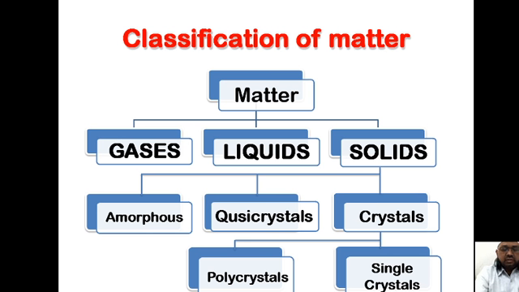When we classify the solids, they are again classified as amorphous and crystals, and these crystals are again classified as polycrystals and single crystals. So this is the brief classification of matter.